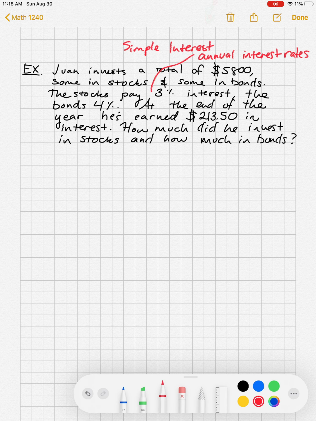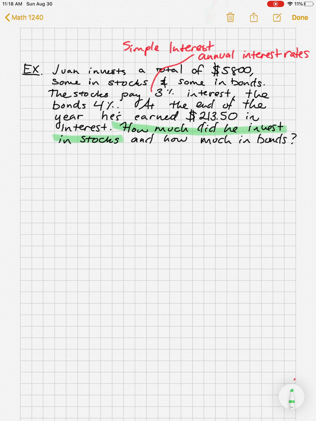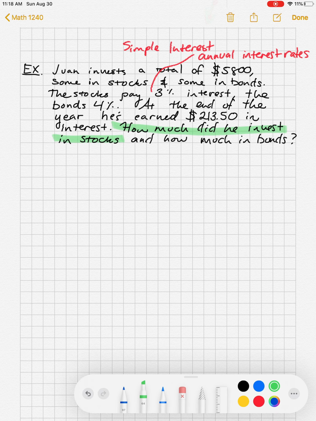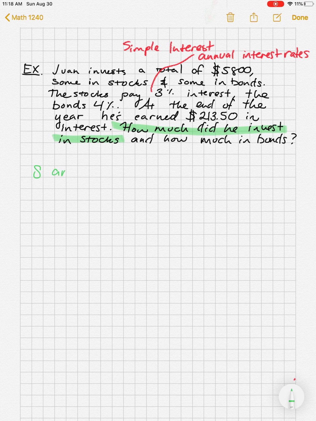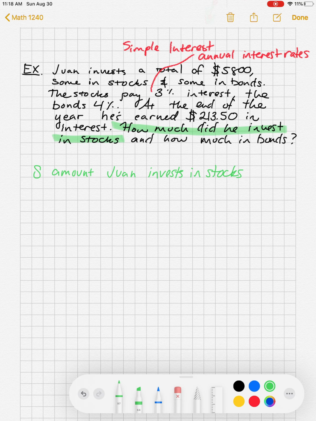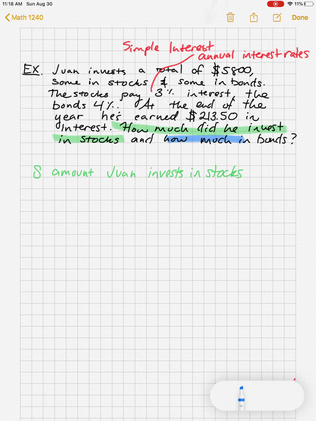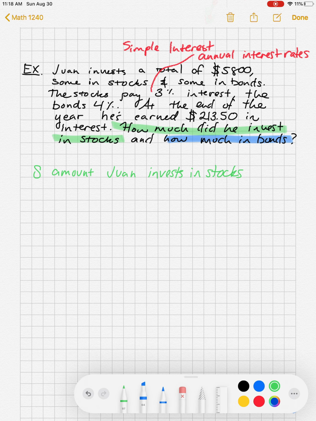So let's see what we're dealing with. What are our variables? What are our unknowns? How much did he invest in stocks? I don't know, should we use S? The amount Juan invests in stocks. How much did he invest in bonds?